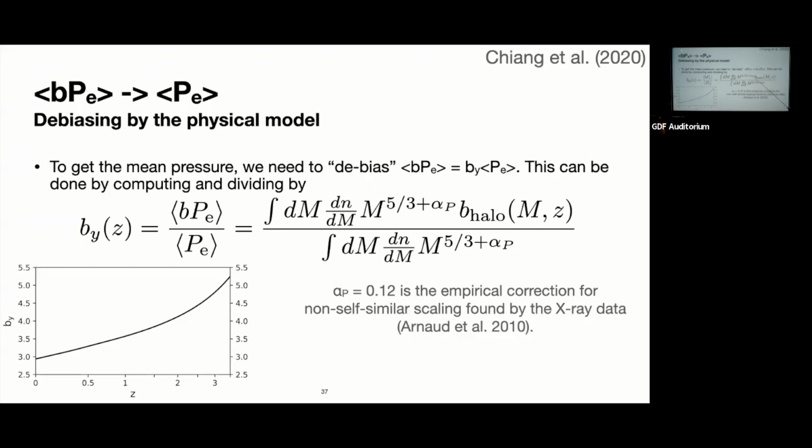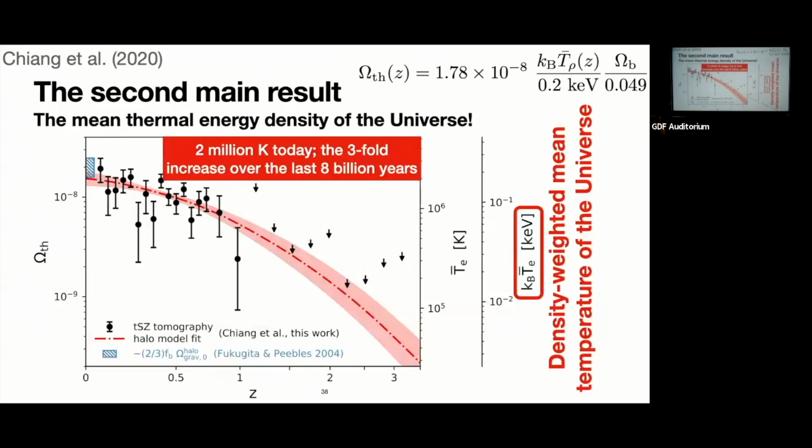But then there's an observed correction to that 5/3 scaling. That's 0.12, coming from X-ray observations. So we correct that, and then we get this halo model calculation of pressure bias as a function of redshift that goes up. Once you make that correction, you debias the measurement and you get what you want, namely omega thermal, to the -8.